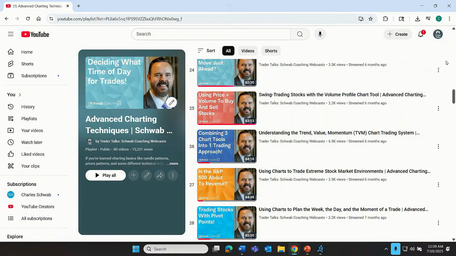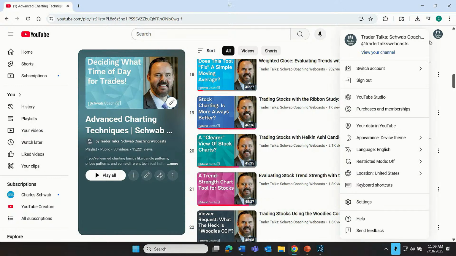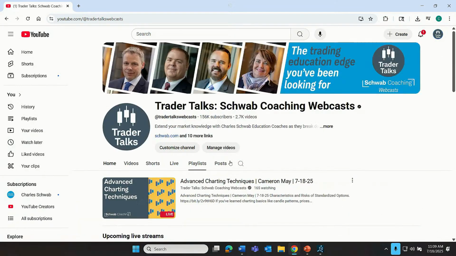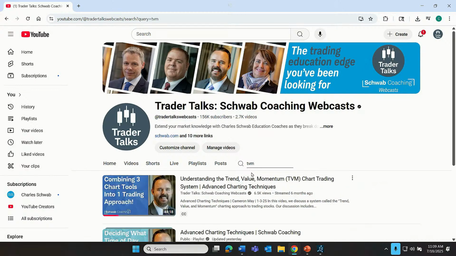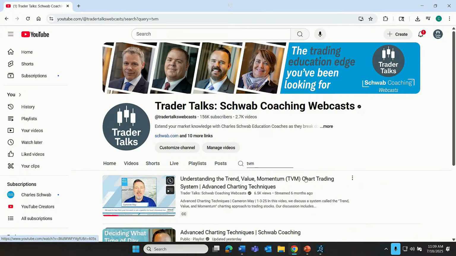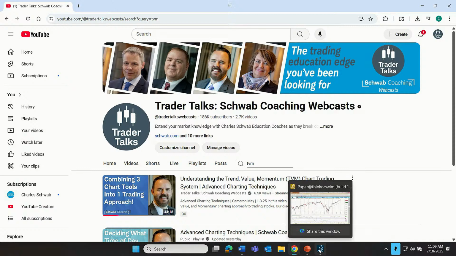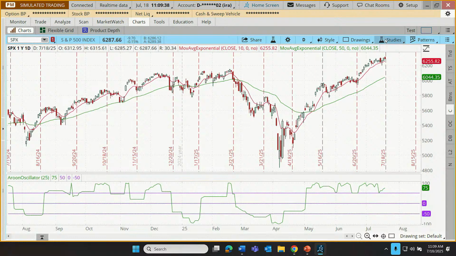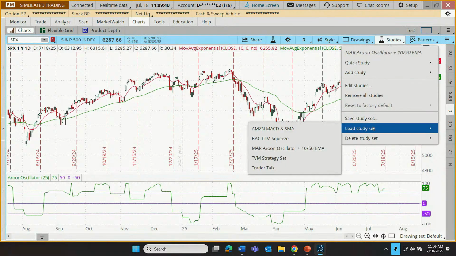So another thing that one could do, among other ways that we could do a keyword search, is go to the channel and just type in TVM. And there it is. There's our understanding the trend value momentum chart trading system. So here's that system in a nutshell. Let's load it up with our study sets. Let's go down and load our TVM strategy study set.